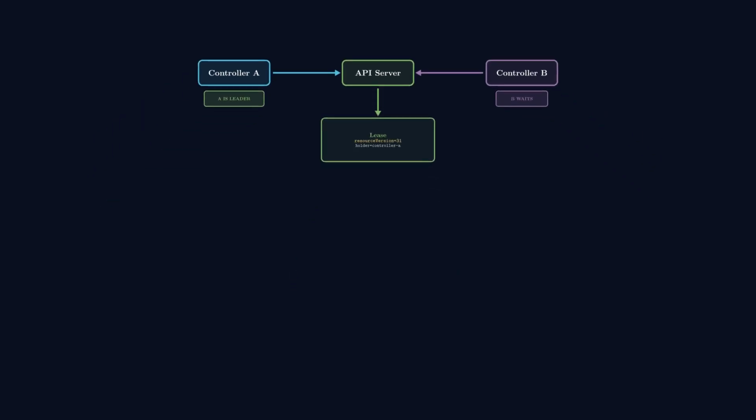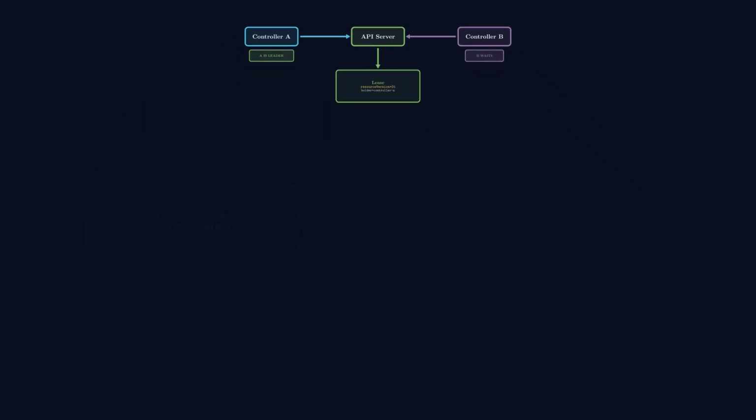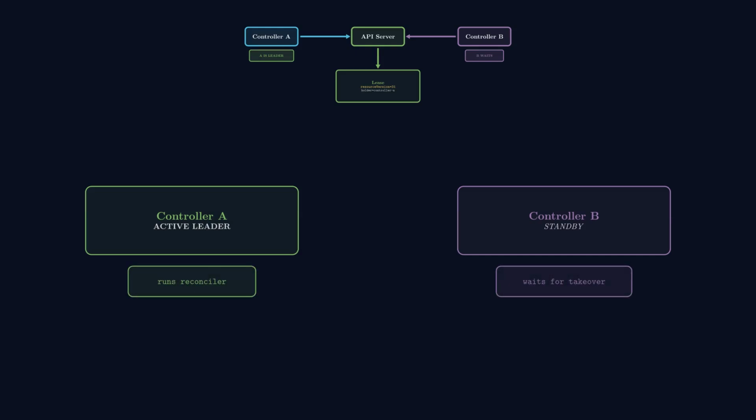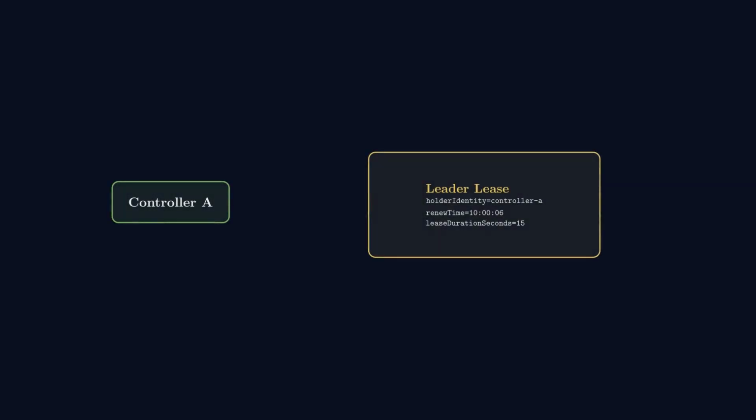After the election, the 2 replicas have different roles. Controller A runs the protected reconciliation work because it holds the lease. Controller B remains healthy and ready, but it does not run that same protected work. This gives us high availability without deliberately letting both copies act at once. Leadership is not permanent. The active controller has to keep renewing the lease. Each successful renewal tells the other replicas that the current leader is still alive enough to keep control. So leadership is continuously maintained, not granted forever.